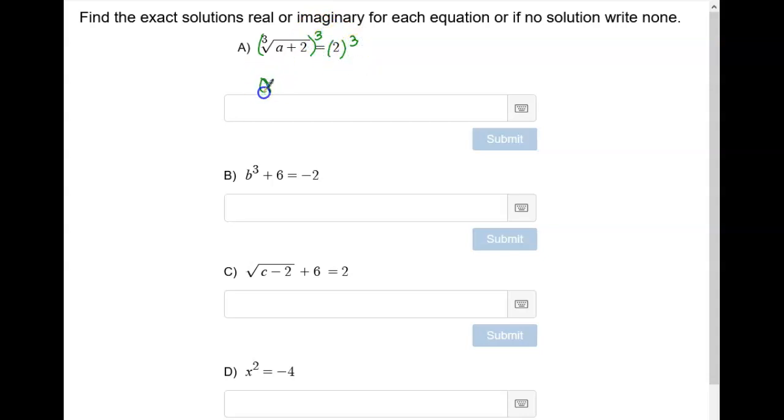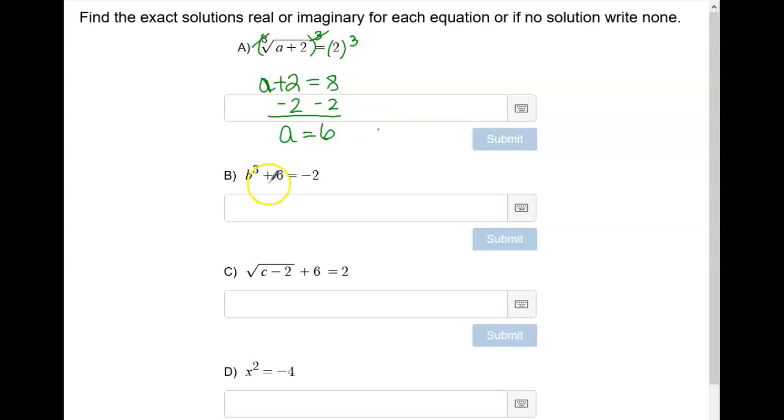So we get A plus 2. So the index and the exponent cancel out because they are inverses. And so we get A plus 2 is equal to 8. We're going to subtract 2 from each side. And so we get A is equal to 6.